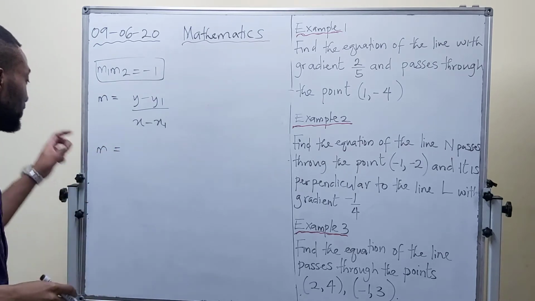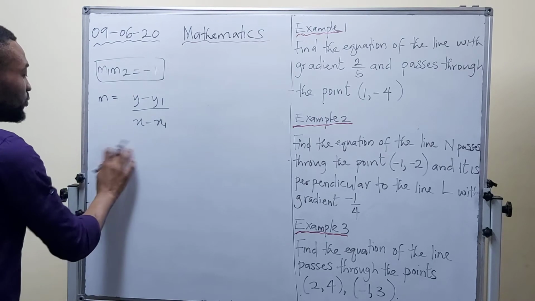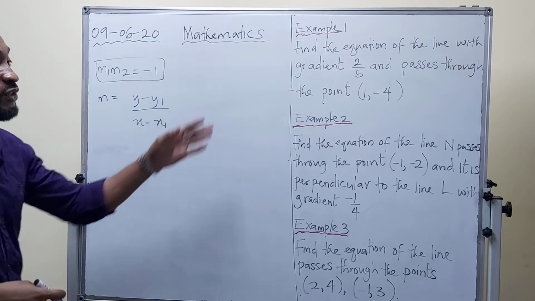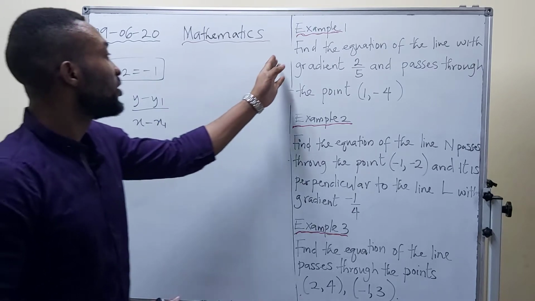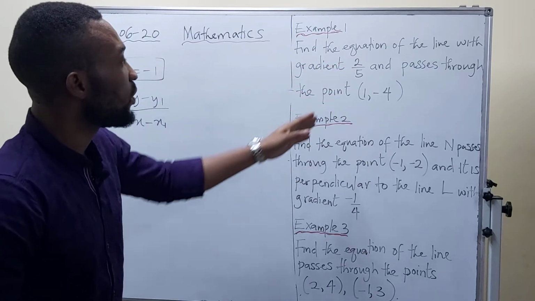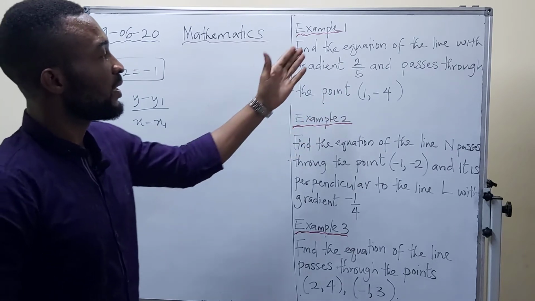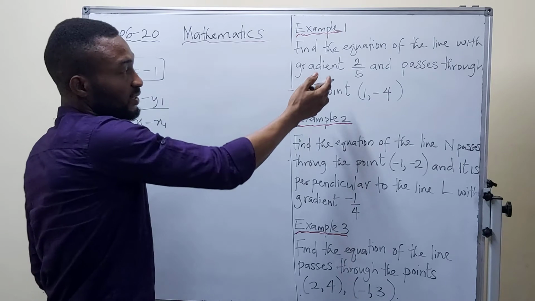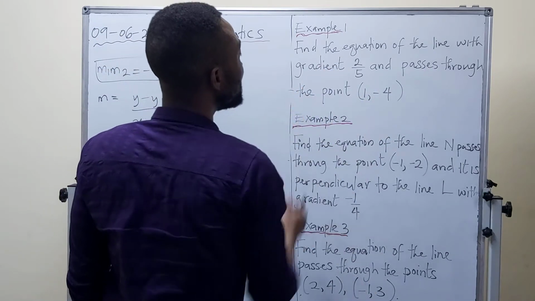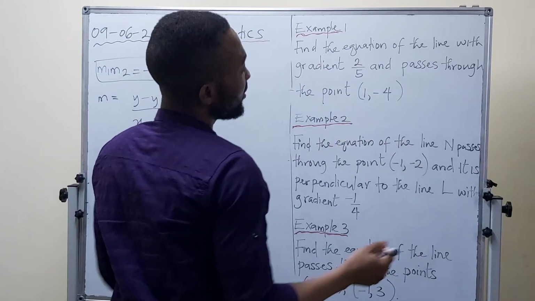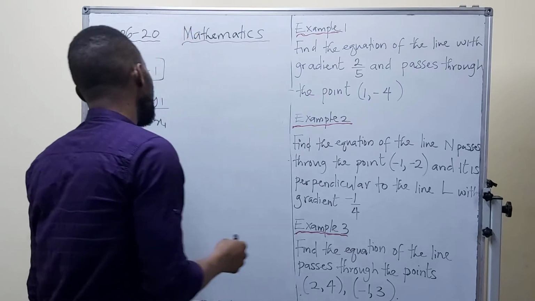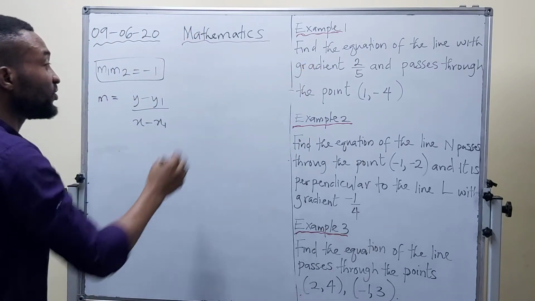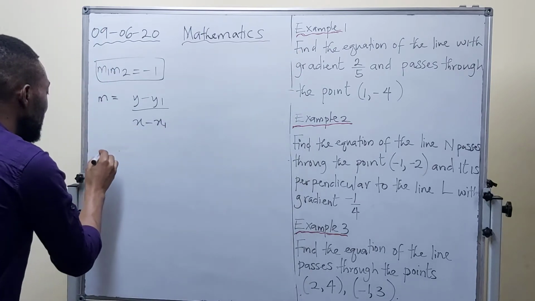Let me just leave these two formulas. I think these are the two formulas we are going to use to solve this example. Question 1 says, find the equation of the line with gradient 2 over 5. We have already been given the gradient, and it passes through the point (1, -4). What should come to your mind first? You have been given the gradient, which is m. I'm solving the example number 1 solution.